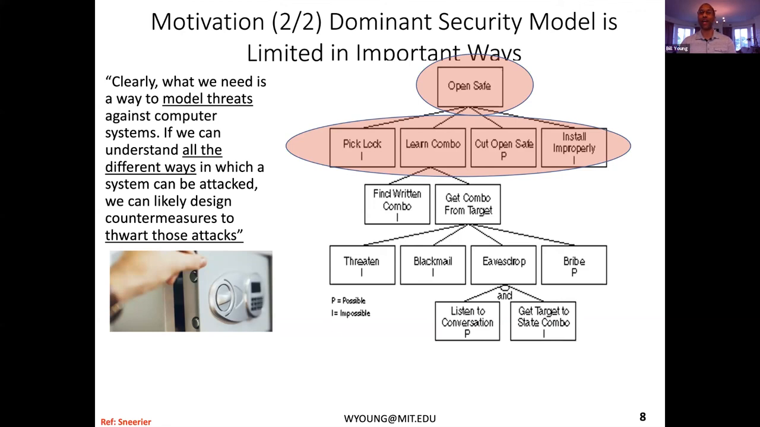And oh, by the way, what are the tools that an adversary is gonna have 10 years from now when the system actually hits the streets? It's very, very difficult.